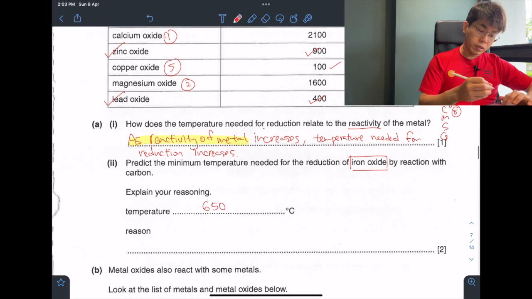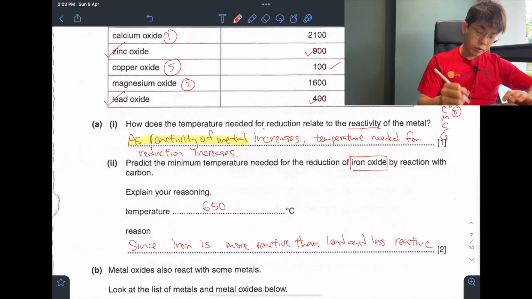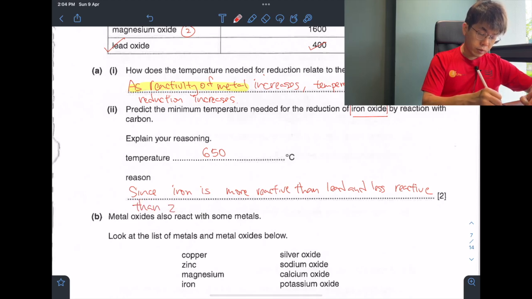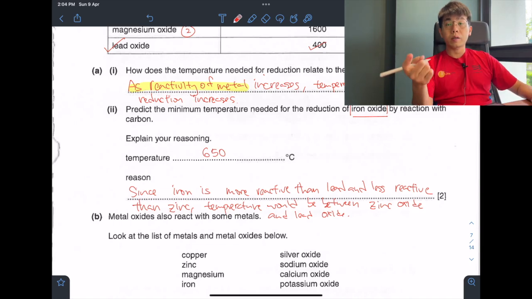Okay, so the reason is since iron is more reactive than lead and less reactive than zinc, temperature would be between zinc oxide and lead oxide. Okay, so that's how you answer this question.